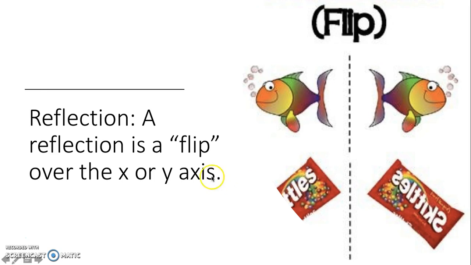Later on in your math careers, you will be talking about other lines of symmetry or lines of reflection that you can use besides just the x or y. But in this course, we are only going to be talking about flipping over the x or y axis. In this example, we have fish and Skittles. This fish is being flipped or reflected over this dotted line, and this dotted line is the line of reflection.